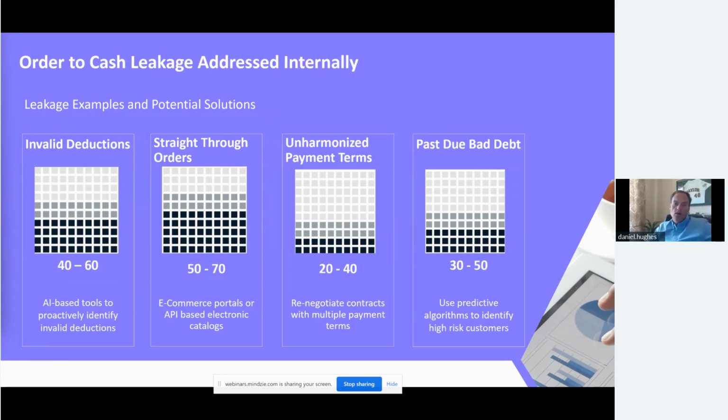Straight through orders are really, really important. If you can take the order with standard terms, standard contracts, no errors in products, and deliver that to your customer, you could reduce your revenue leakage in that part of the process by over half using things like e-commerce portals, so that customers could pick the products that they need, or electronic catalogs to eliminate the order errors.